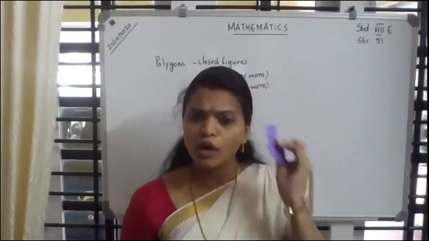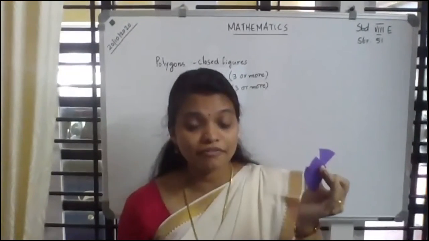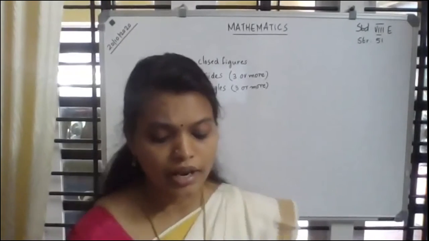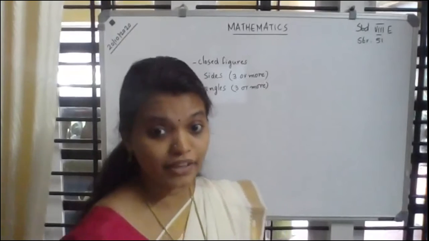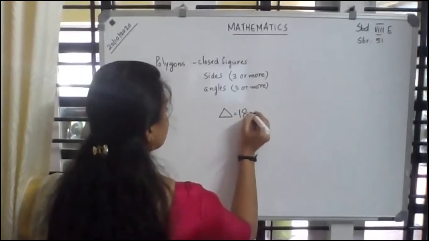Very good. So what can we say from this activity? Yes, the sum of the angles of a triangle is 180 degrees. The triangle has 180 degrees.